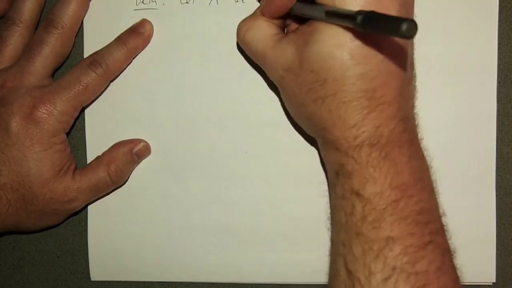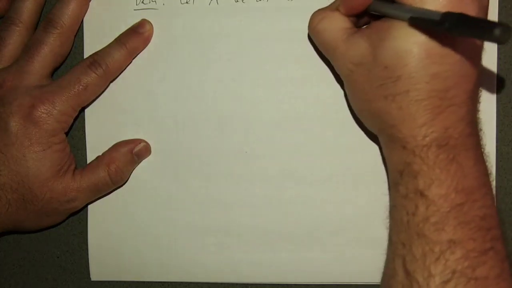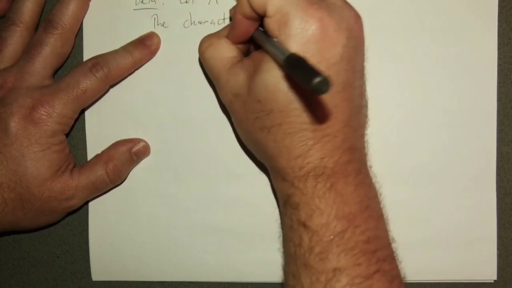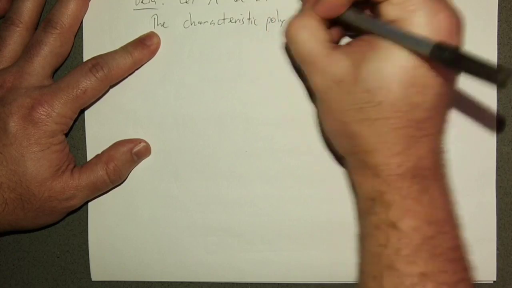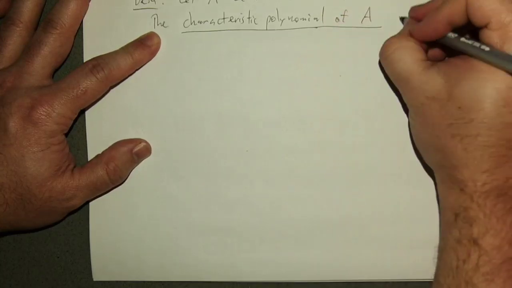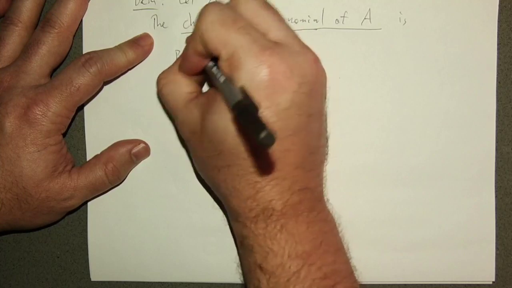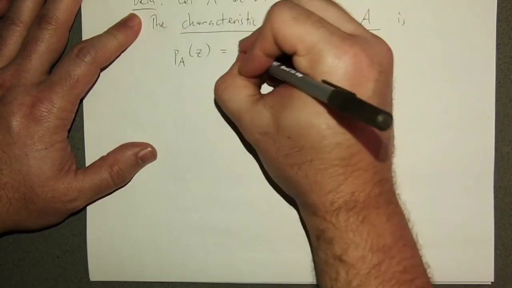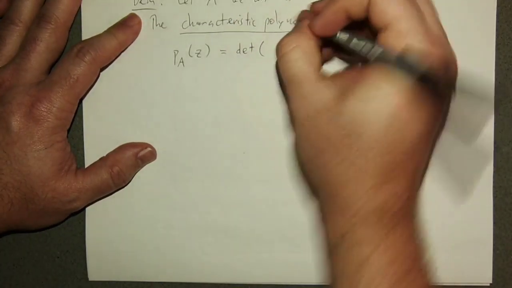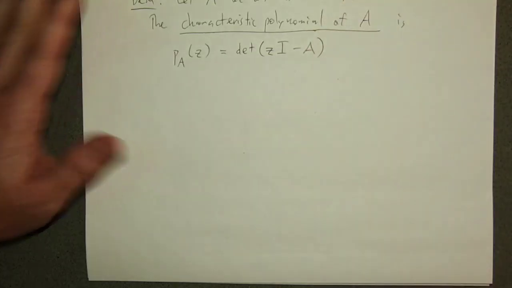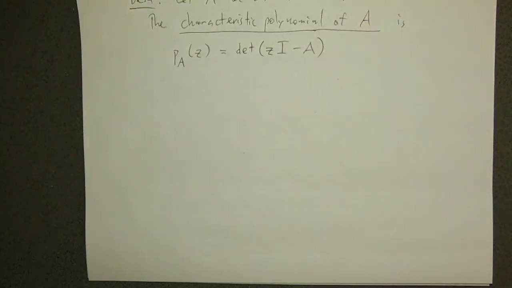Let A be an n by n matrix. The characteristic polynomial of A is P sub A of z, which is written to be the determinant of zI minus A. Now, I'm not going to go over why this is the thing that does it.